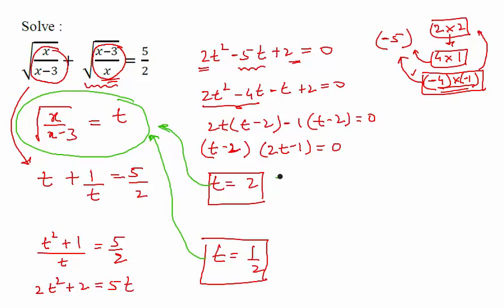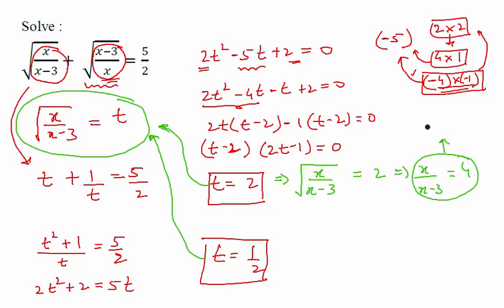So what will happen in the first case? In the first case, I will get under root of x upon x minus 3 equal to 2. Let us square both sides. You will further get x upon x minus 3 equal to 4, right? On simplifying this, you should get x is equal to 4x minus 12, which means that x is equal to 4, right?